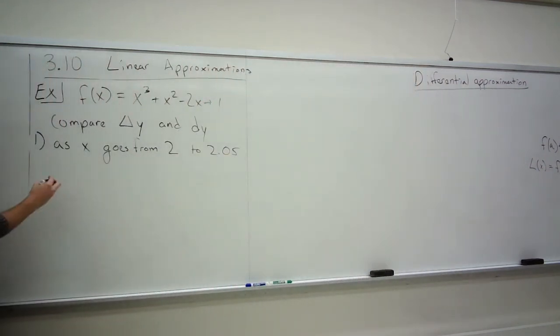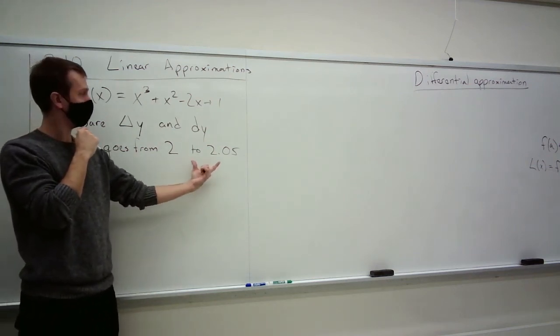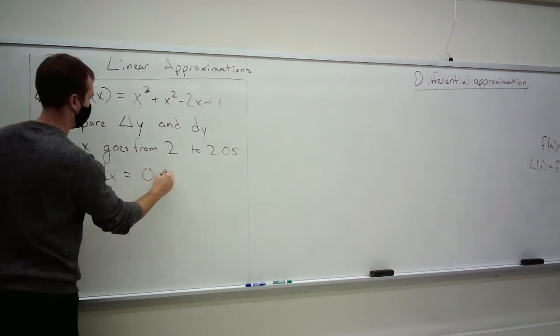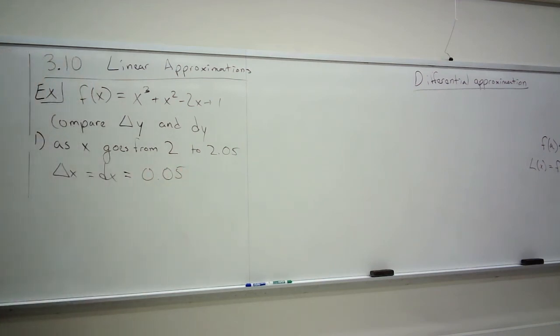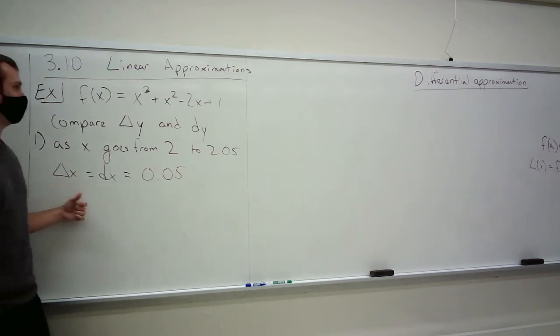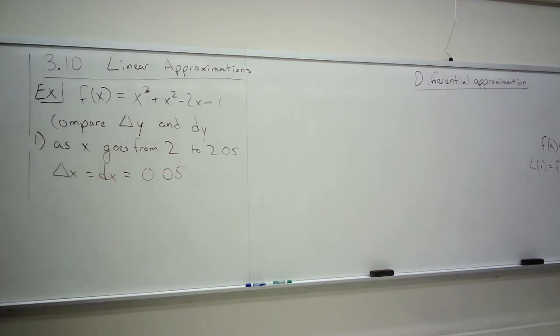First thing to note is, what are these guys? What is our change in x? What is our differential of x? Triangle again means a change, so you're taking a difference. Usually it's final minus initial, the way it's usually said in science classes. A change in x is the final value minus the initial value.